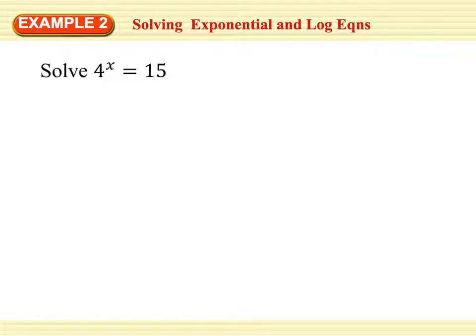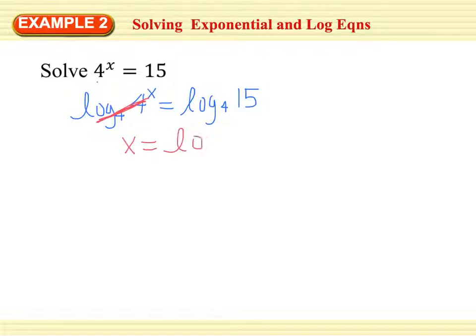And if you recall, if I take the log with the same base as my power, so in this case log base 4 of 4 to the x, then ultimately this log base 4 and 4 are going to cancel, but I have to take that log base 4 of the other side as well. So this is going to equal log base 4 of 15. Now again, because I am able to cancel out this log base 4 and 4, I'm left with x equals log base 4 of 15.